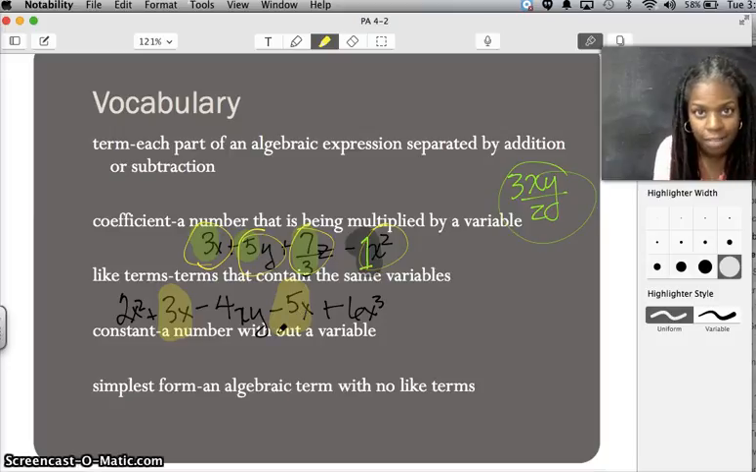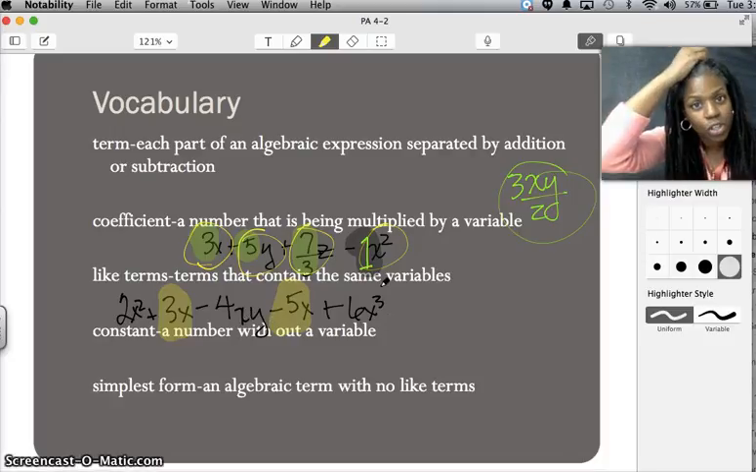Can you guess why? Their exponents are exactly the same. The exponential value on x is the same as the exponential value on x over here. And therefore, they're like terms. Here, even though this has an x, it's x to the second power. Even though this term has an x, it's x times y. And this term also has an x, but it is raised to the third power.